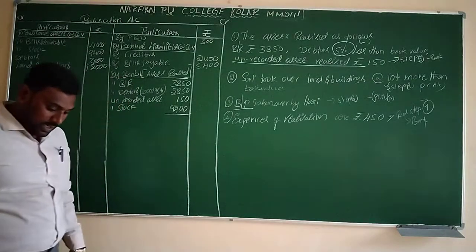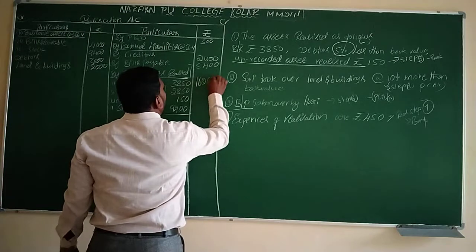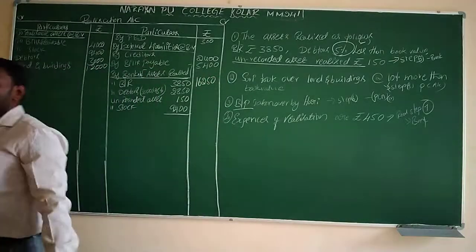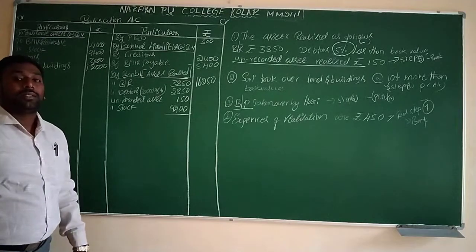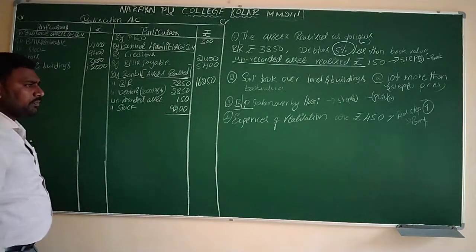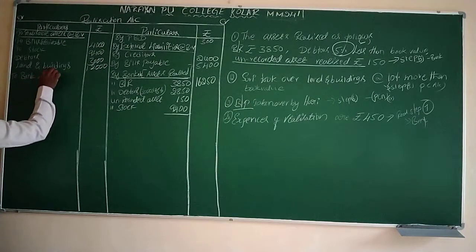Therefore, the total of this is 16,250 rupees we have to get. That is the total of assets realized which we have to write in step number 3. Come to step number 4, to bank account. What do we have to write in this?